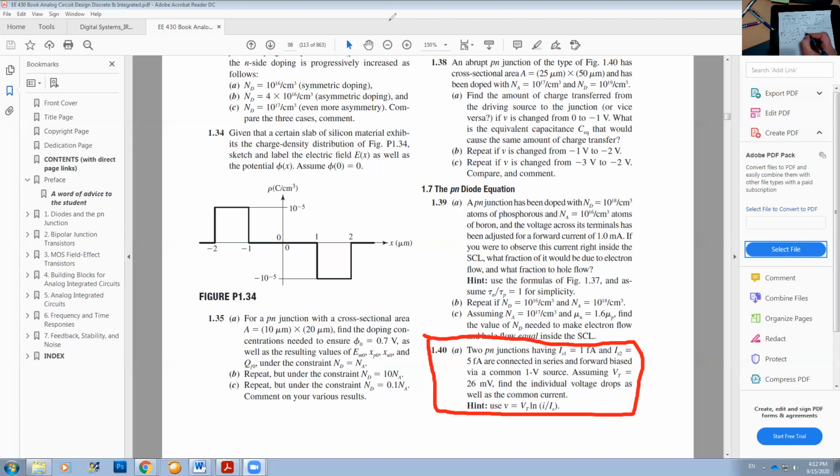Hint, we need to use this formula: V is equal to VT ln(I divided by IS). It's straightforward, so this is going to be 1 volt. Okay. Stop sharing.